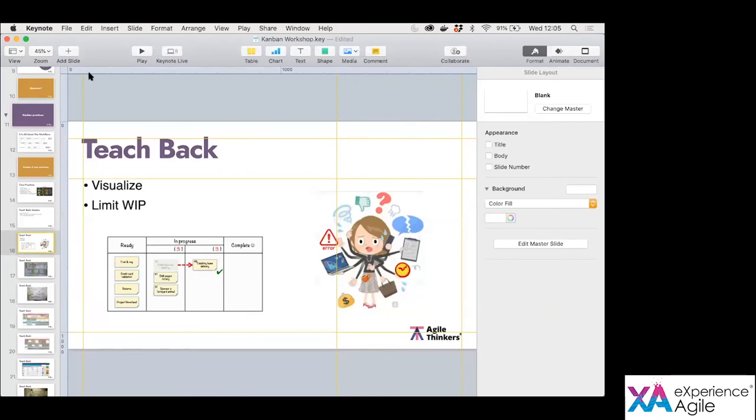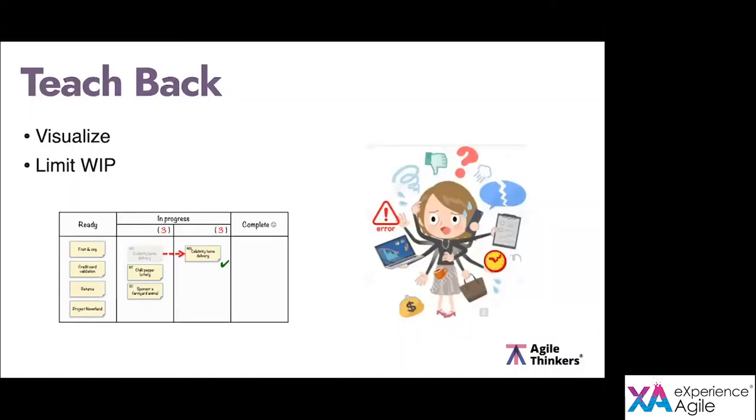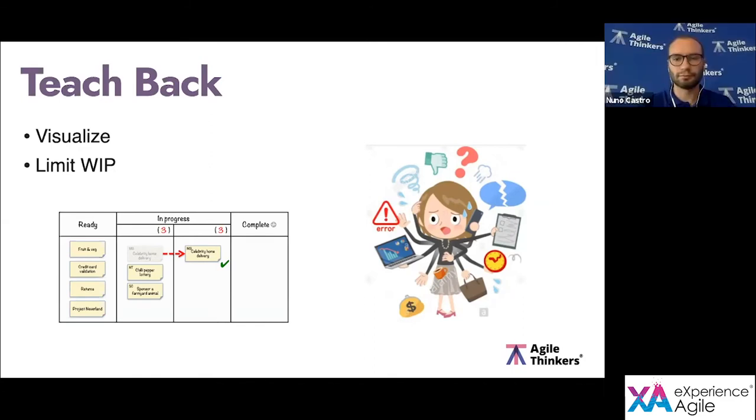Hello all, I can start with the limit WIP and then go back to the visualize because I think they both connect very well. So in terms of limit WIP, what we've concluded is that using a Kanban is a great way to show how much work we are doing in progress, and if we have either too much work in progress or if the work we're doing right now will take too long, so delays can happen.